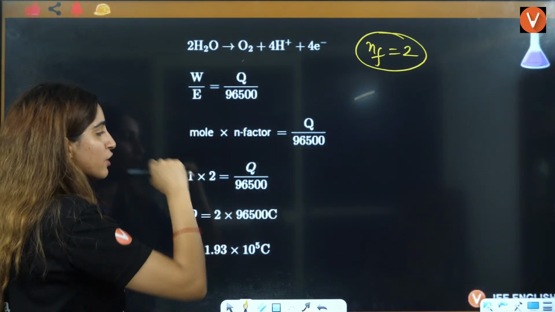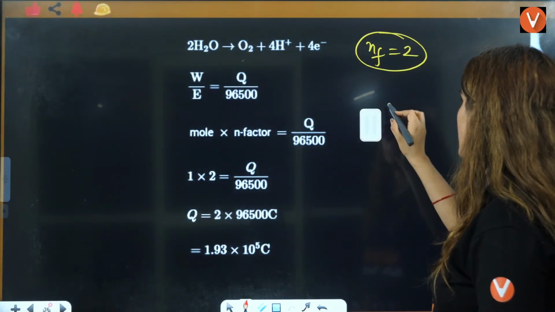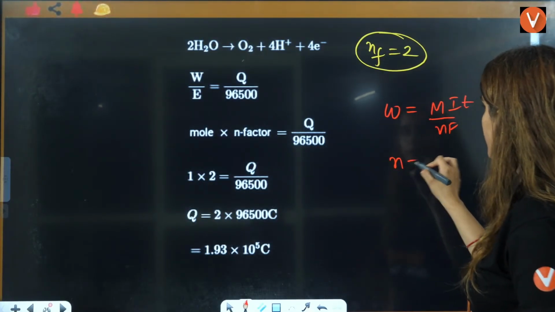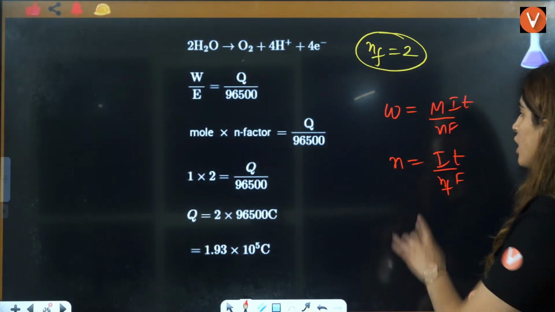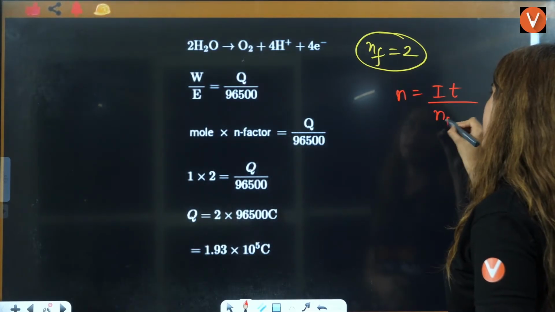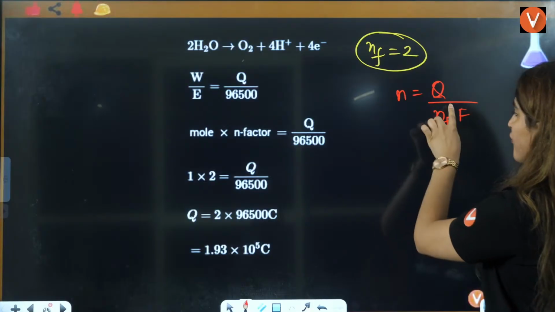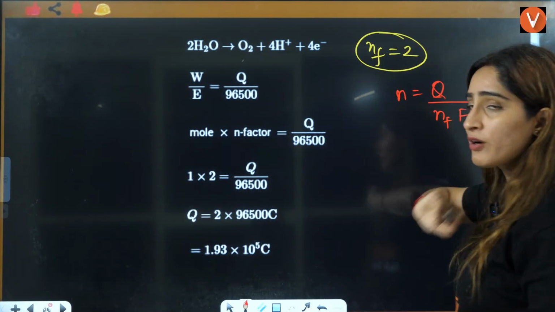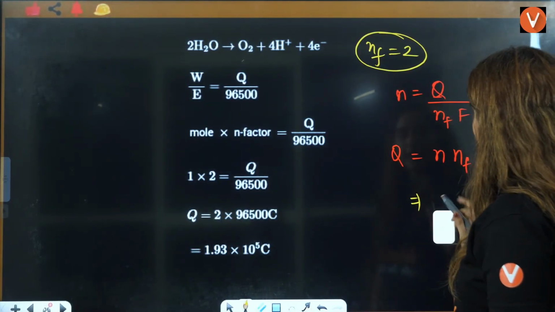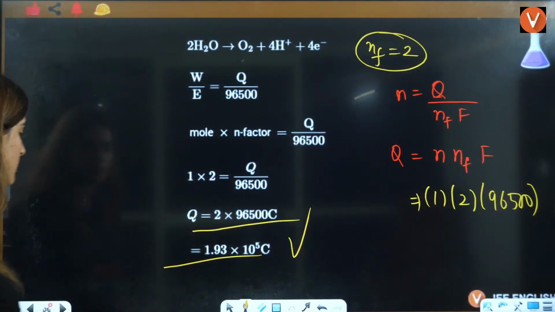Now, I told you that W is equal to molar mass by, this is IT. So can I say number of moles is equal to IT divided by N factor into Faraday? IT is nothing but the charge, because charge is equal to current into time. We have calculated the N factor, we know Faraday, and the number of moles is already given to us. So Q is equal to moles into N factor into Faraday. Number of moles is 1, N factor is 2, Faraday is 96500, and that's how you calculate and have your answer here.